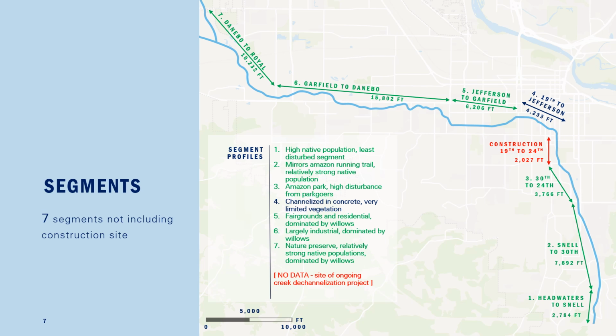Getting out to the last segment, this one runs through a nature preserve, and there has been a concentrated recent effort to restore this area, so we see native populations stronger here as well. During my survey period, there was active construction from 24th Avenue to 19th Avenue, as the city is conducting the first of 2 phases of dechannelizing and naturalizing this section of the creek, which is very exciting. But as a result, I was not able to collect data points on this segment.